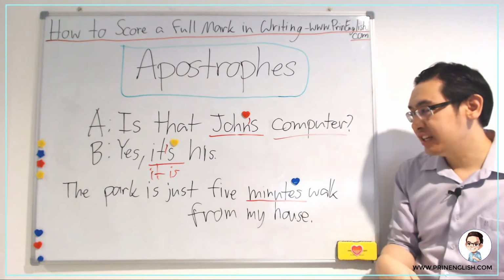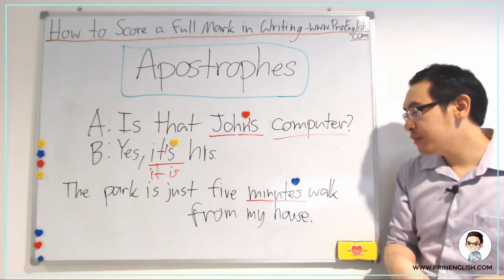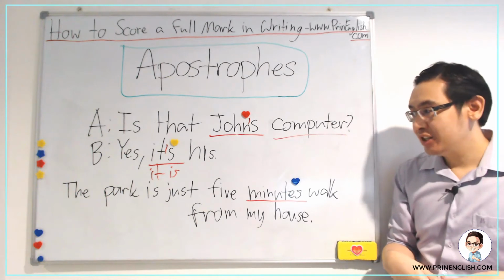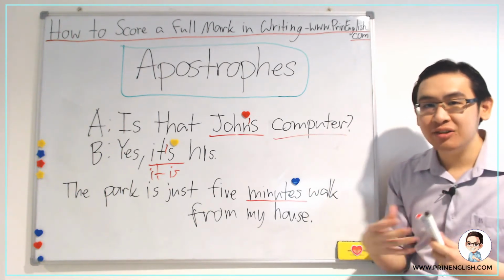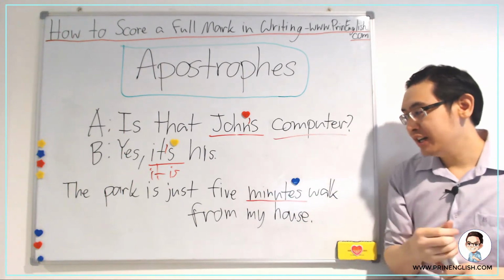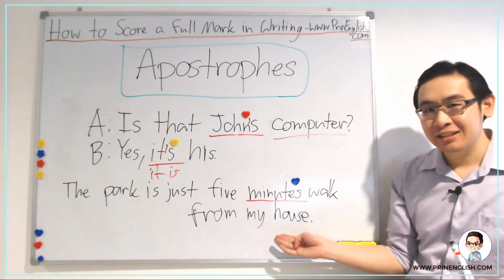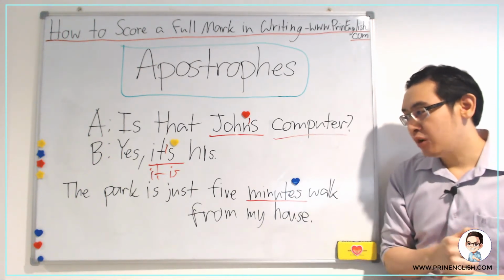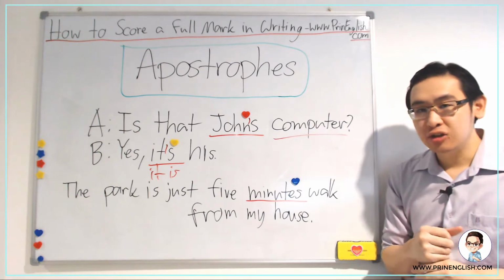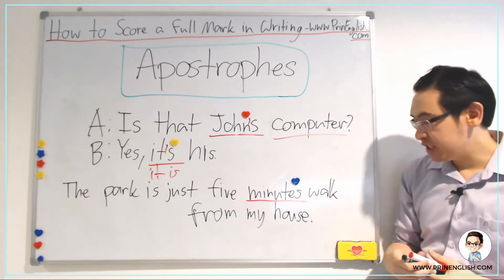And this is the second sentence. The park is just 5 minutes walk from my house. So the person is saying that the park is close to their place, okay? And a 5 minutes walk, so you only need to walk for 5 minutes. So what's the problem here?